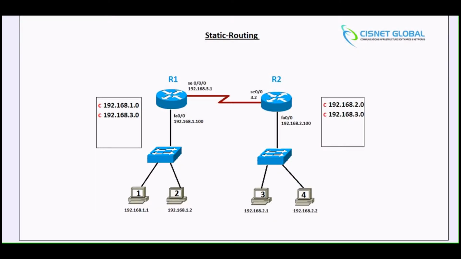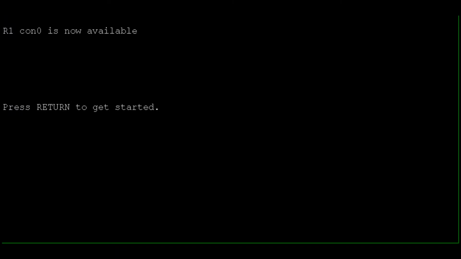I have two routers connected with serials, and you can see the interfaces and their IP addresses. I have FastEthernet 0/0 here and FastEthernet 0/0 here, with their associated IP addresses, and these boxes are the routing tables I have given here. So first let's do the part of assigning IP addresses. I'm in router 1.